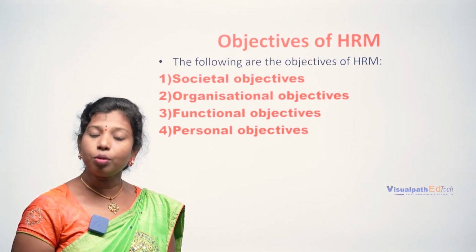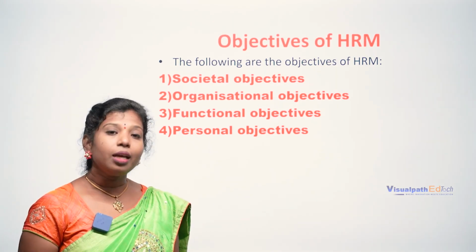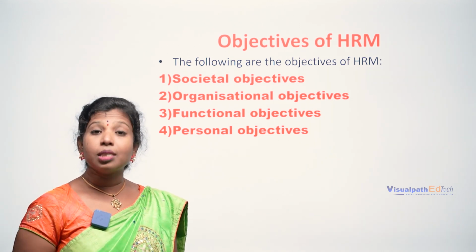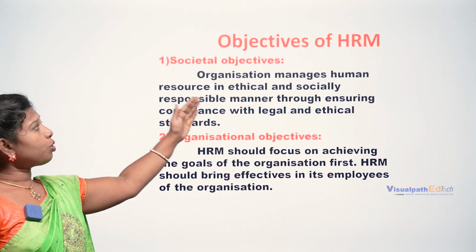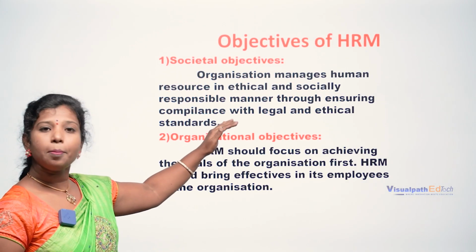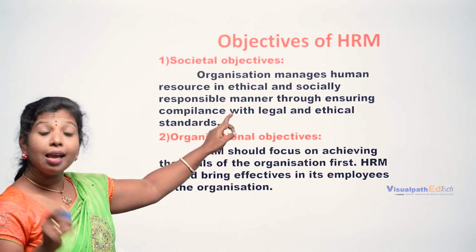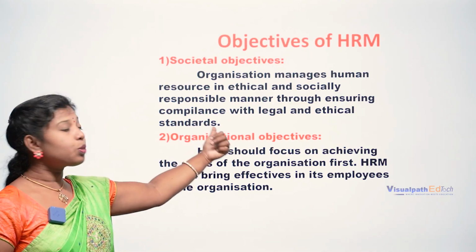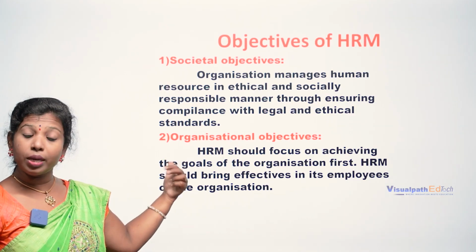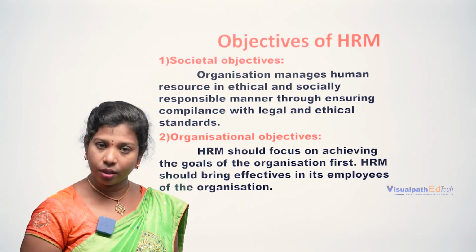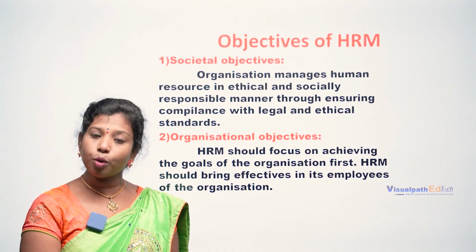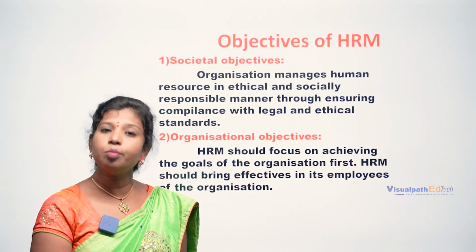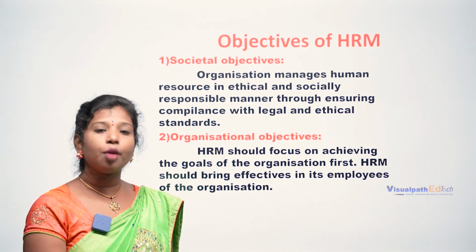We have to follow some ethical standards. We is nothing but the organization. So the organization has to follow some ethical standards. So in social objectives, the organization manages human resource in an ethical and socially responsible manner through ensuring compliance with legal and ethical standards. Means whenever there is an organization, it has to follow some social, legal, and ethical standards. So there are some rules that mandatorily we have to follow.